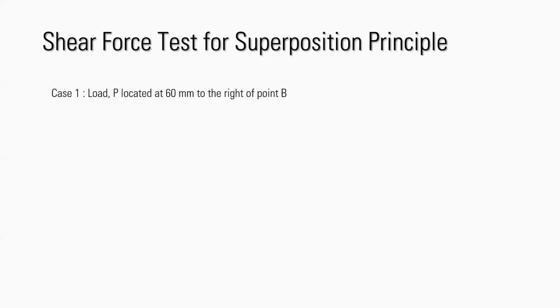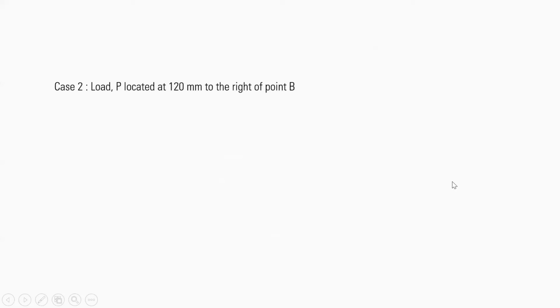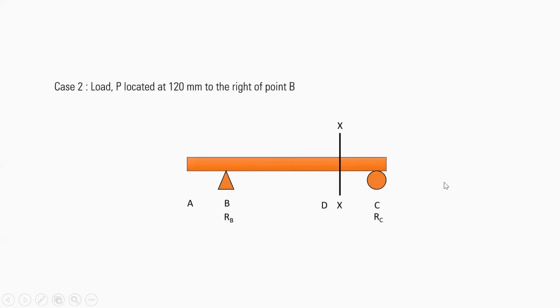And according to our data, in case 1, we are going to put the load at 60 mm to the right of point B, as shown in the diagram below. And then we are going to measure the shear force along section XX by using the digital force display meter. And next, in case 2, we are going to put the load P at 120 mm to the right of point B as shown in the diagram below and measure the shear force at XX.